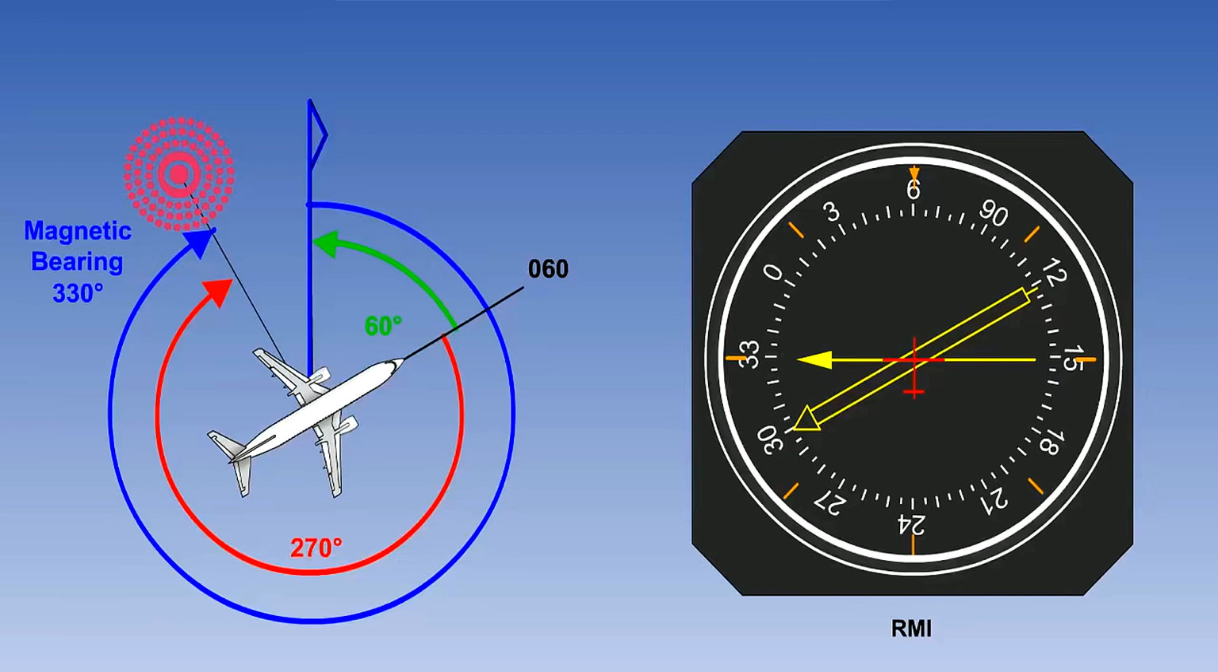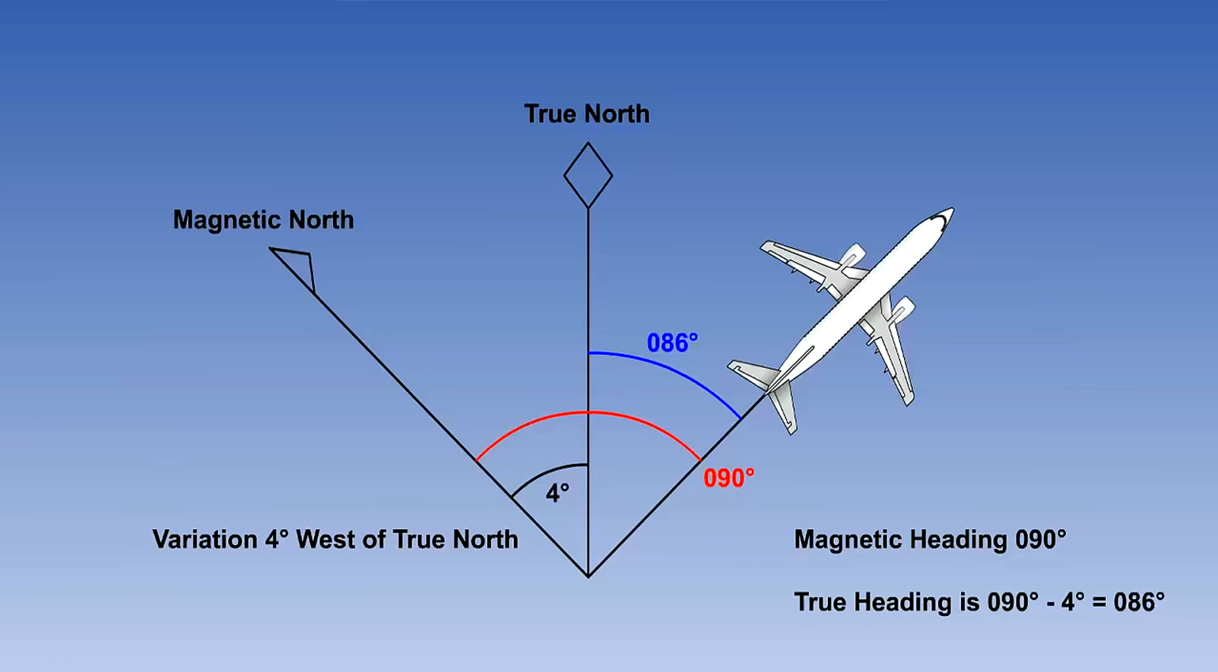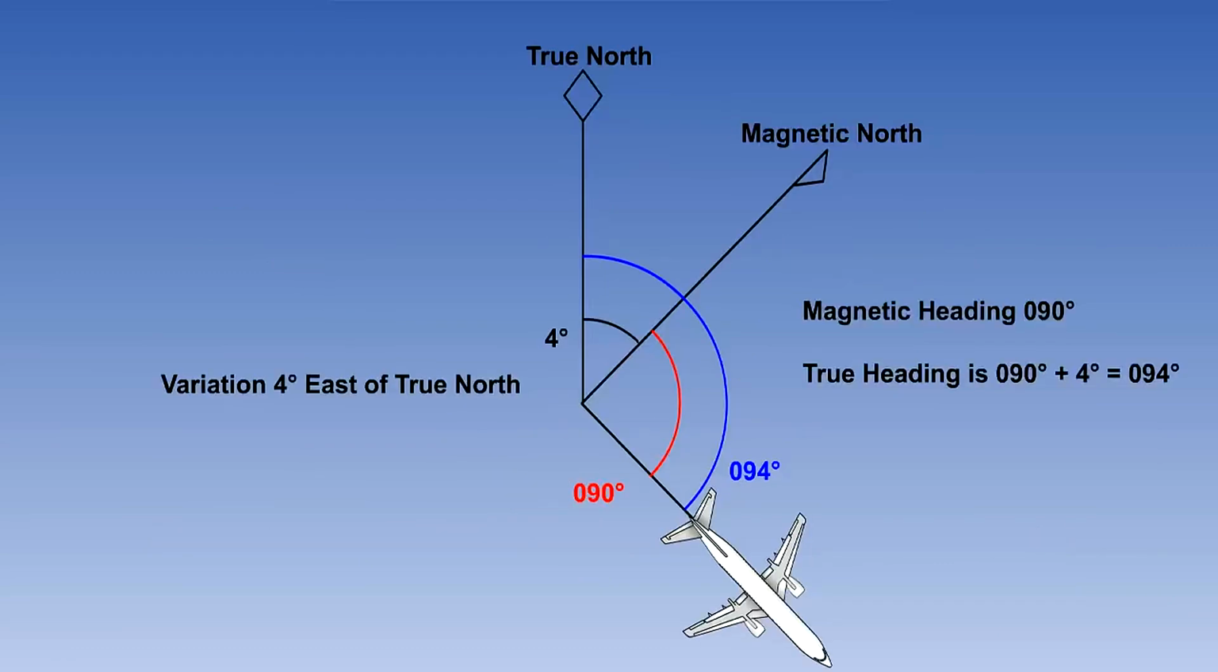We have looked so far at obtaining the magnetic bearing to an NDB, but sometimes it is necessary to determine a true bearing to an NDB. To convert a magnetic heading to a true heading, one must deduct the west variation and add an east variation.